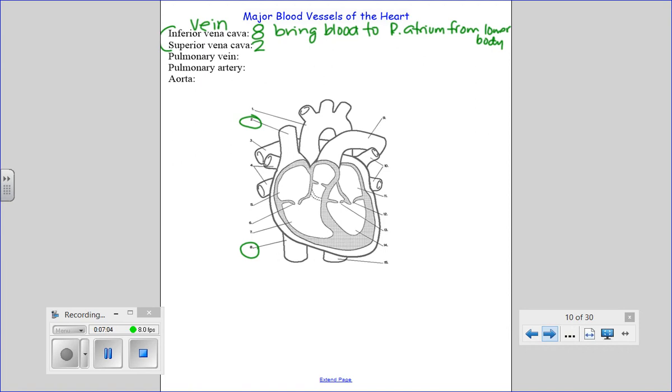The superior vena cava brings blood to your right atrium from your upper body. That means shoulders or higher. So both of those blood vessels come together and are attached to the right atrium. So if we're talking about blood flow, blood is coming in these 2 veins, and it ends up coming into the atria.